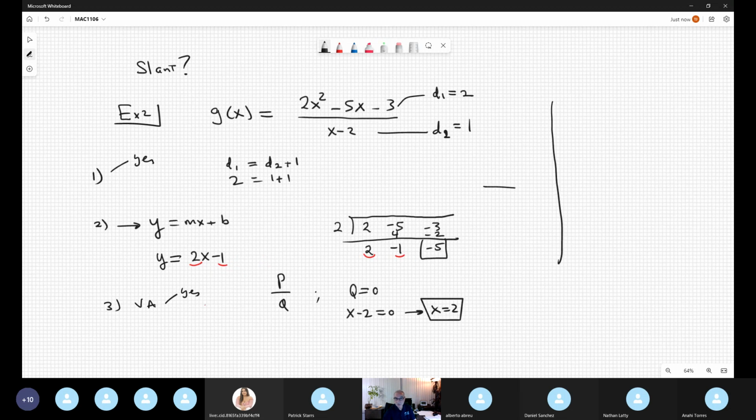vertical. Let me try to do my best. The vertical is at 2, like that. The equation is x equal 2, and the other is this, 2x minus 1. I can see that the y-intercept is -1. It's the point (0, -1). And the slope is 2. So 2 and 1 here.